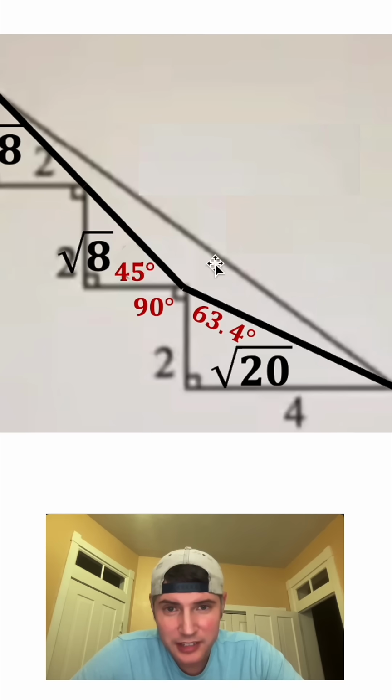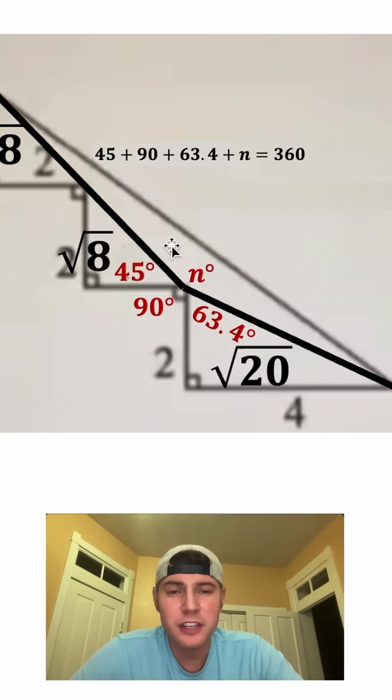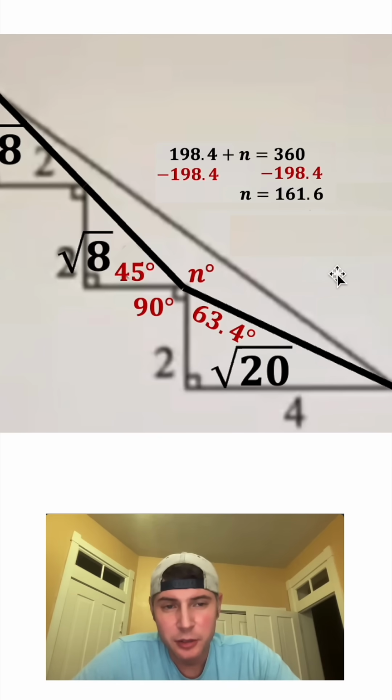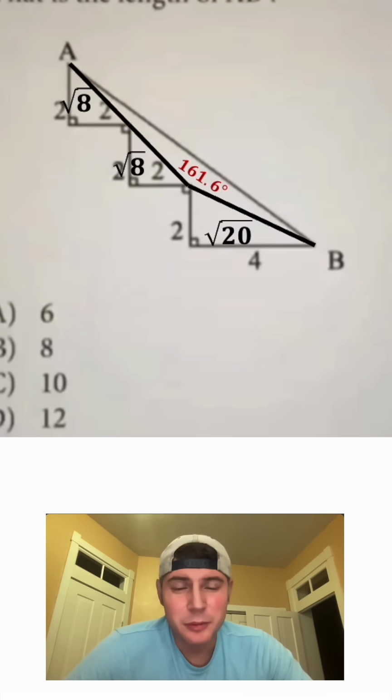Now we can get this last angle, let's call it n. All 4 of these will add up to 360. We can combine the 45, the 90, and the 63.4 to give us a 198.4. After we subtract 198.4 from both sides, we get n is equal to 161.6. So let's change that. That was good, so we can zoom back out.